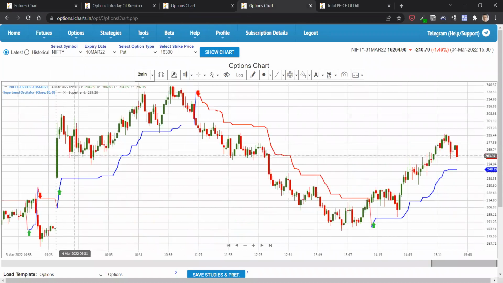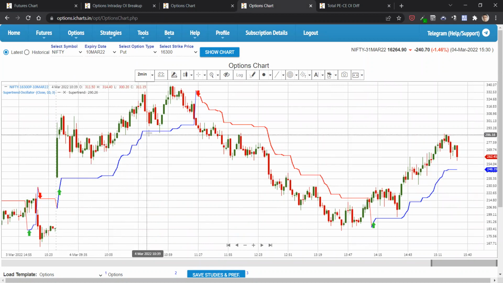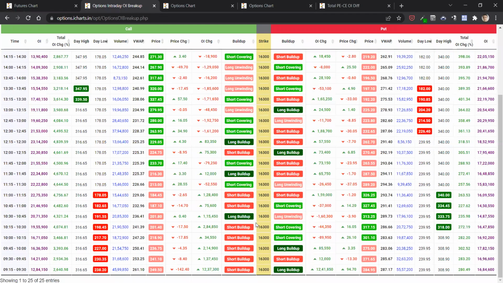And if you are buying here, your stop loss will be here. If you can take this loss, only then go for it. And of course, trail your stop loss this way and exit here. Before that, we'll see. Now every 15 minutes, keep monitoring this.